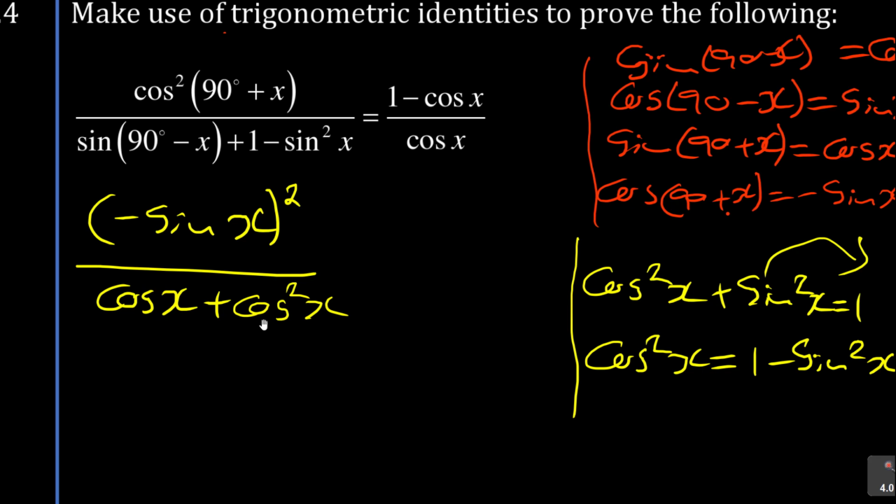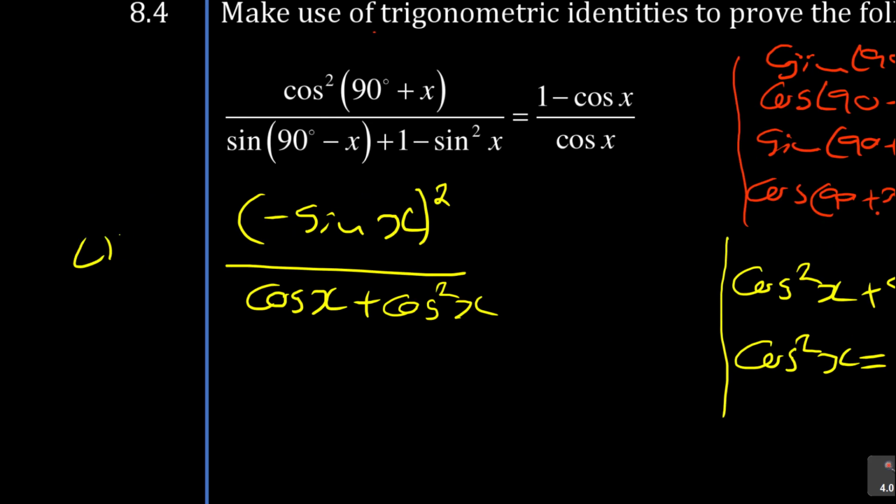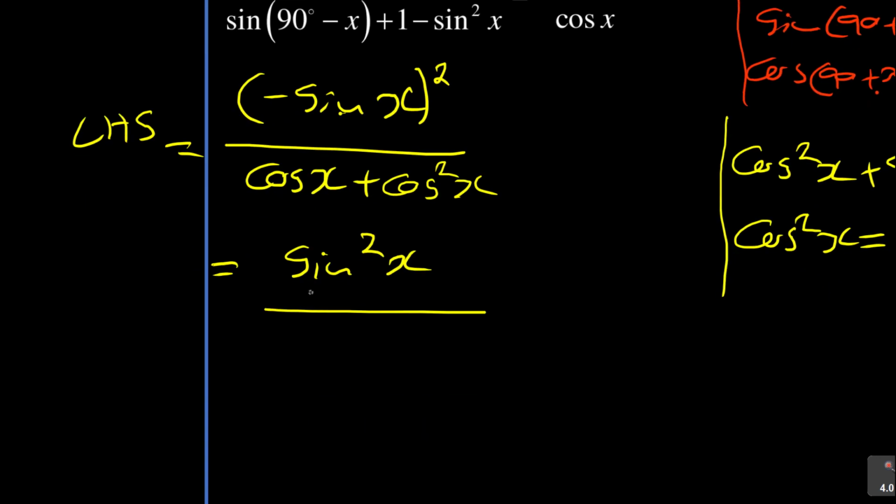Oh, by the way, you are asking which side did I choose? I chose my left hand side, which is equal to, now the square there, it's sin squared x over, now look at this. At the bottom I can pull out cos, factorize cos x. I have got 1 plus cos x.